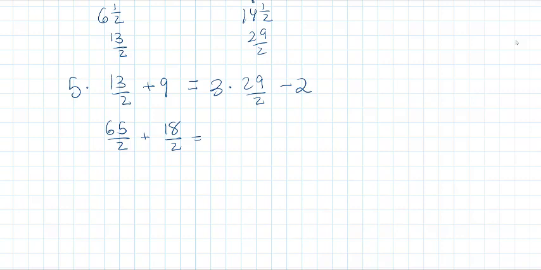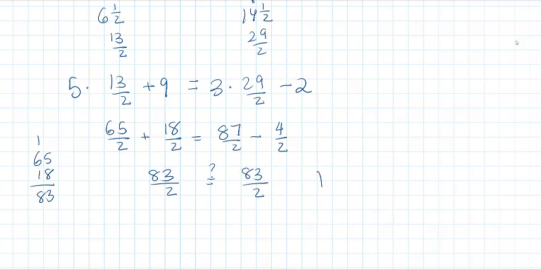3 times 29 is 87 halves minus 4 halves. So what do we have here? Here we have 65 plus 18 halves. 5 plus 8 is 13, so that's 83. So we have 83 halves on this side. Is that equal to what we have on the other side, which is just 87 minus 4, which is indeed 83 halves. So yes, we got the right result, and we can be convinced that our result is correct by checking.